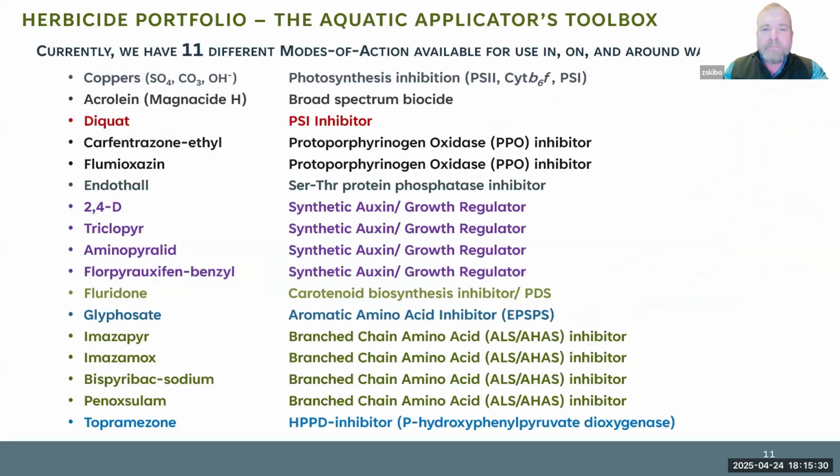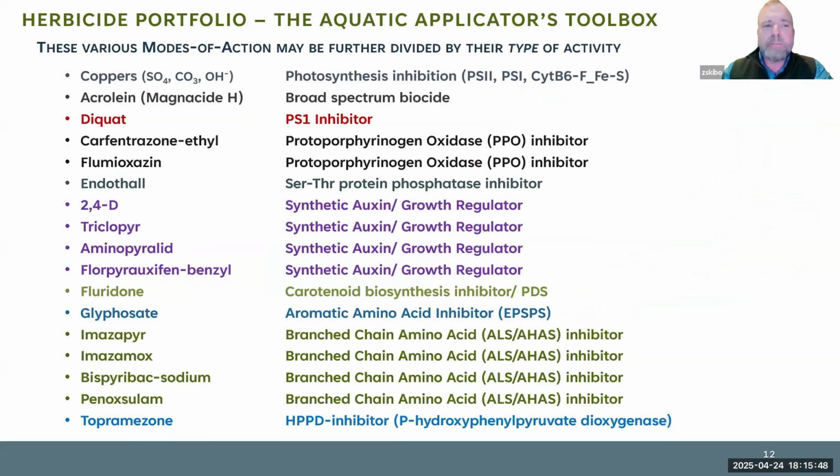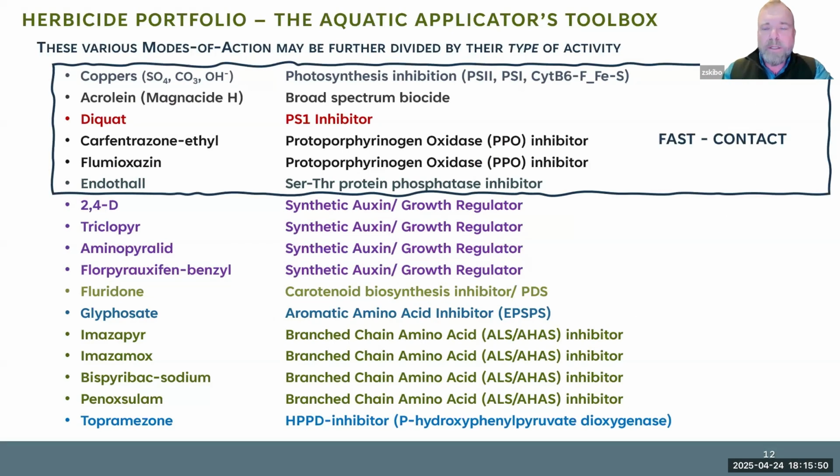Now, I've showed you the chart that kind of gives you the overview of all herbicide chemistries that are out there today. But when we move into the world of aquatics, that toolbox becomes very small. In the world of aquatics, and I'm talking for all aquatic uses, we have about 11 different modes of action available to us. And we can break these up as to how they work. The first group would be called the contact herbicides. And so these are very fast acting. You put them out on plants, and generally within 24 hours, you're going to see the results.